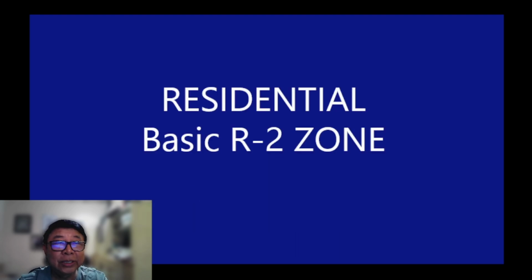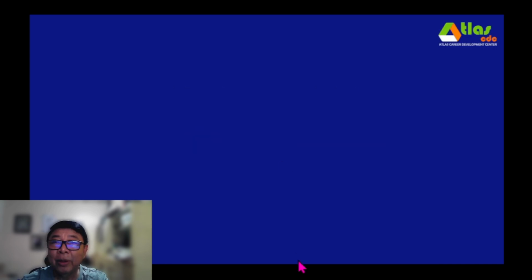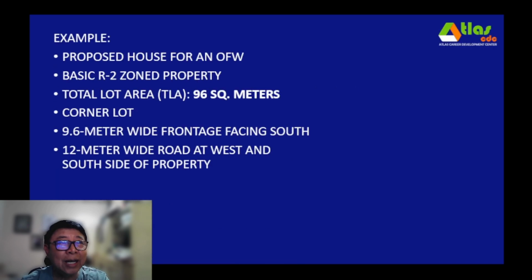So for today, we are going to discuss the development controls for a residential basic R2 zone. So ito yung example natin. We have a proposed house for an OFW. The lot is located in a basic R2 zoned area, and the total lot area is 96 square meters. It is a corner lot with a 9.6 meter wide frontage facing south, and there is a 12 meter wide road at the west and the south sides of the property.